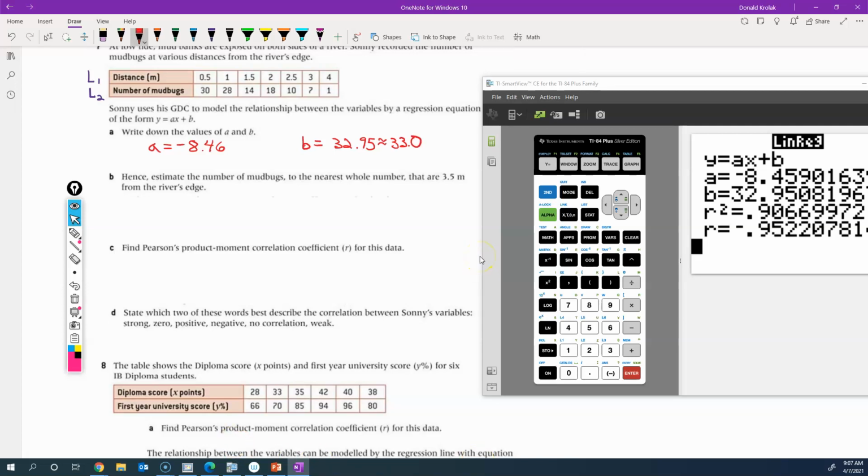All right, so what this is telling you is, if you're looking for mud bugs, the y-intercept is 33. So when you're right at the edge of the river, that's the distance from the river. Distance from the edge. So at the edge you find 33.